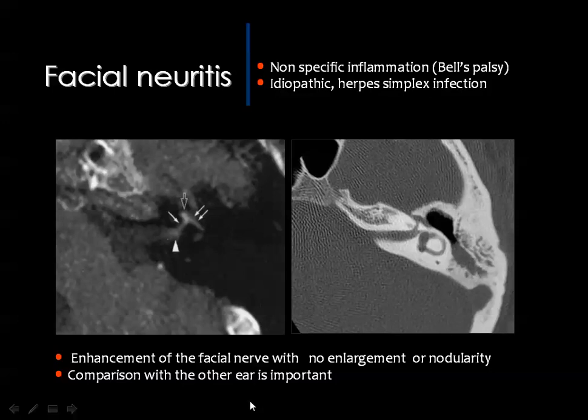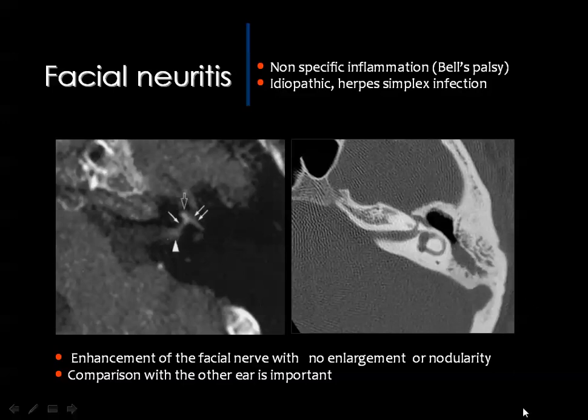Then we came to facial neuritis, or what's known as Bell's palsy. This is a clinical diagnosis. It needs no imaging, but if you perform imaging, you can see that this is the canal of the facial nerve. You remember the ascending limb, the geniculate ganglion, and the descending limb. Normally, if you inject contrast media, the nerve does not enhance. But in cases of Bell's palsy, the nerve will enhance, but it will show normal caliber.